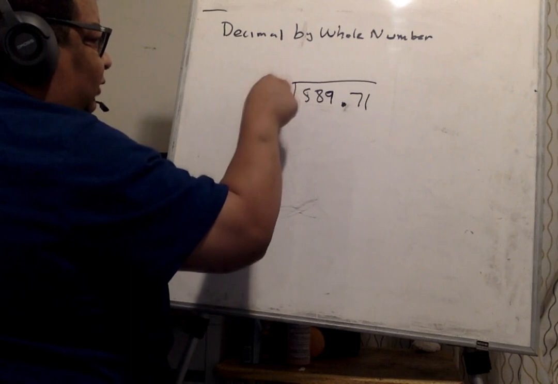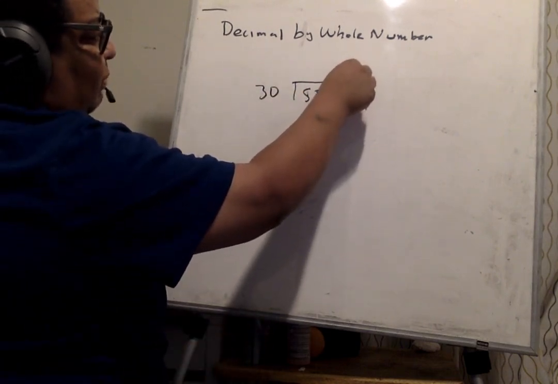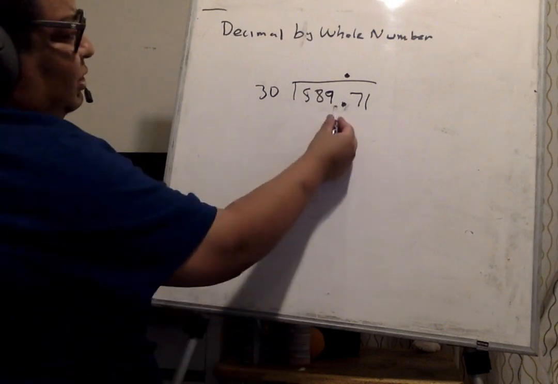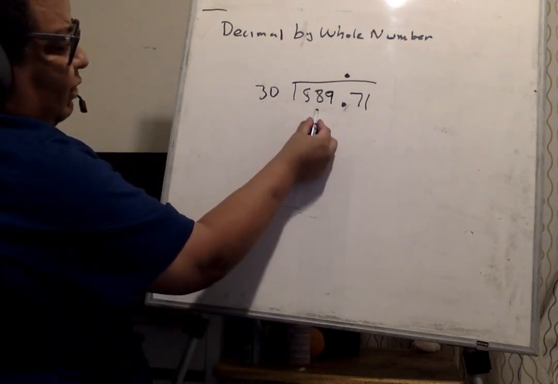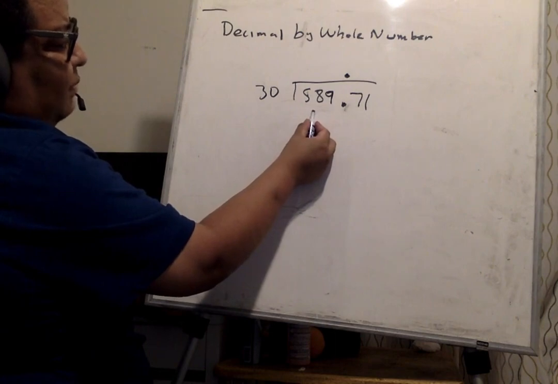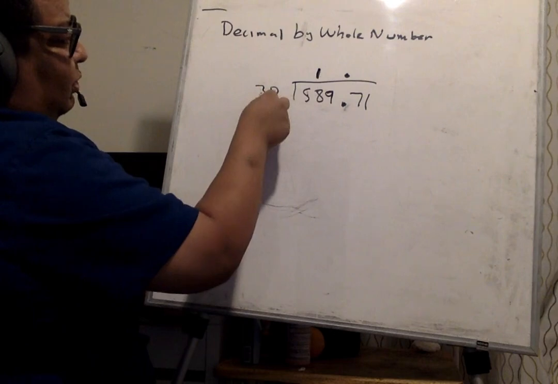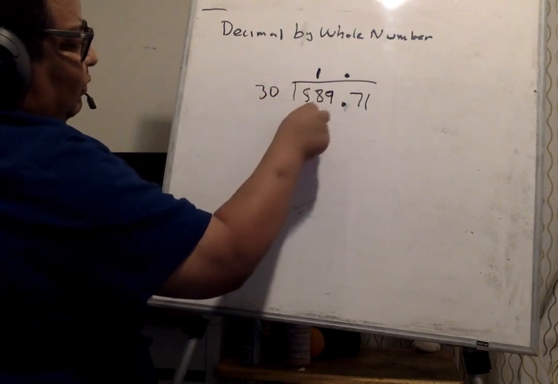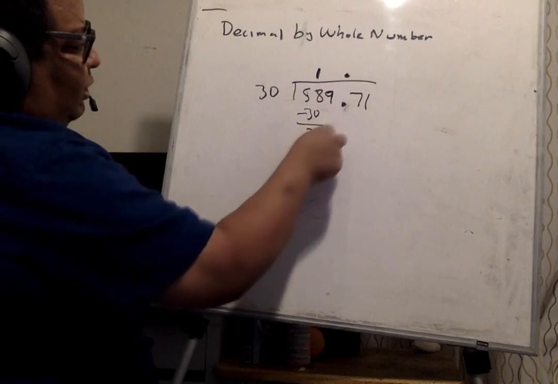divided by 30. Okay, first step, put the decimal point above the other decimal point. Next step, does 30 go into 58? Yes. How many times? Only 1. So let's put that 1 on top of the 8. So 30 times 1, 30. 58 minus 30, that would be 28.